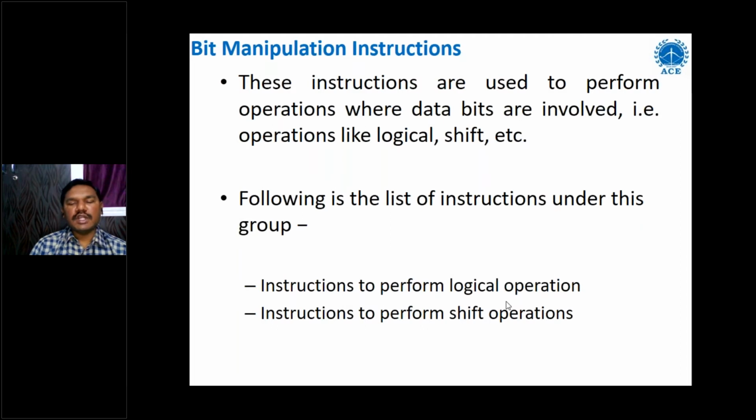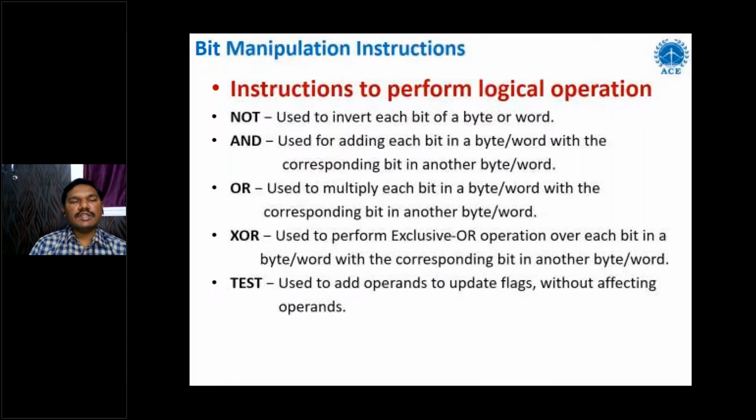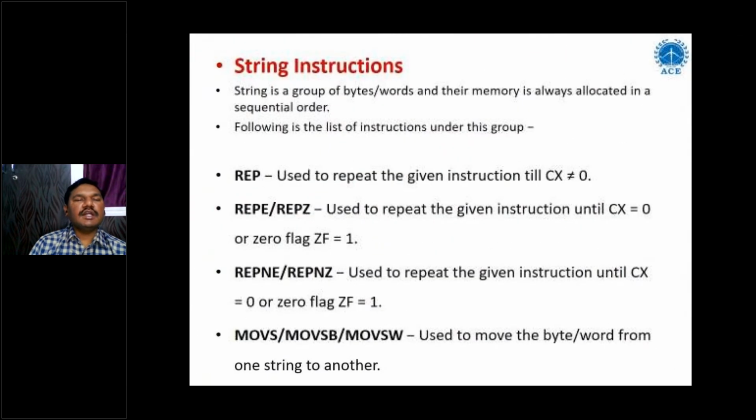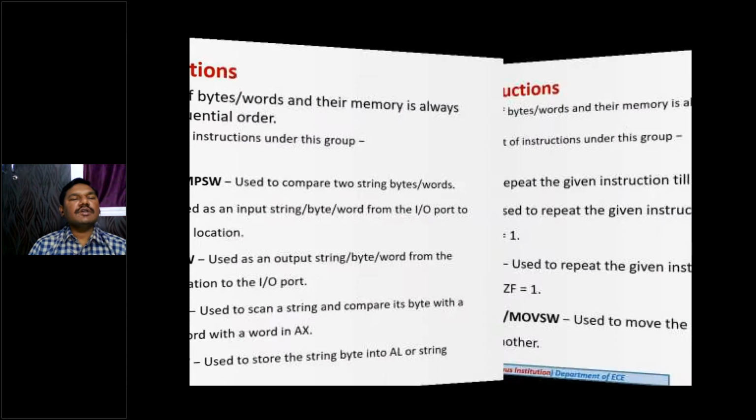Right. Now the bit manipulation instructions are logical, shift and rotate operations. These are important in many operations. The shift and rotate instructions include shift right, shift left, shift arithmetic, shift logical, rotate left, rotate right, rotate right with carry, rotate left with carry, like that. And string operations mean comparison of strings, transfer of data from one location to another, finding some characters in a string, finding a word in a string or sentence, like that. We use these instructions.